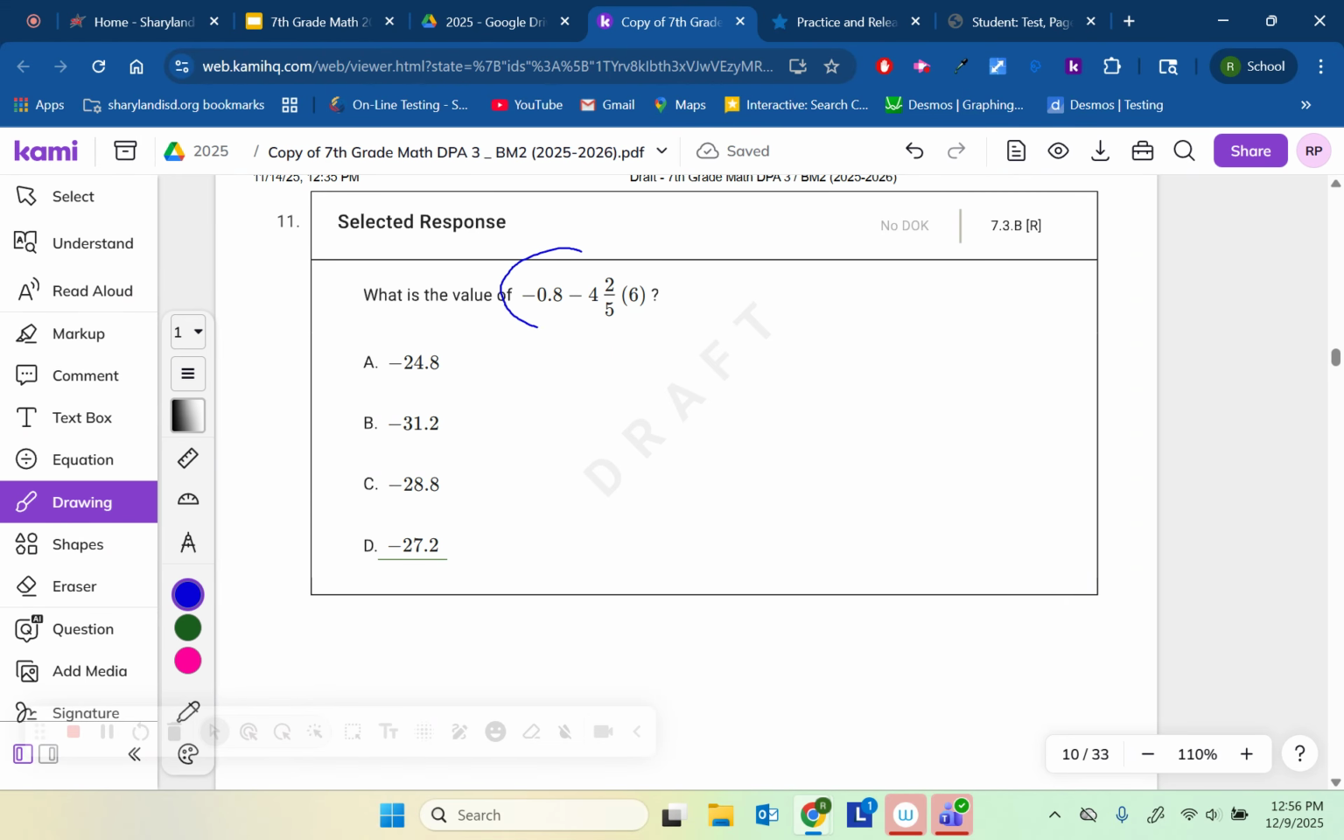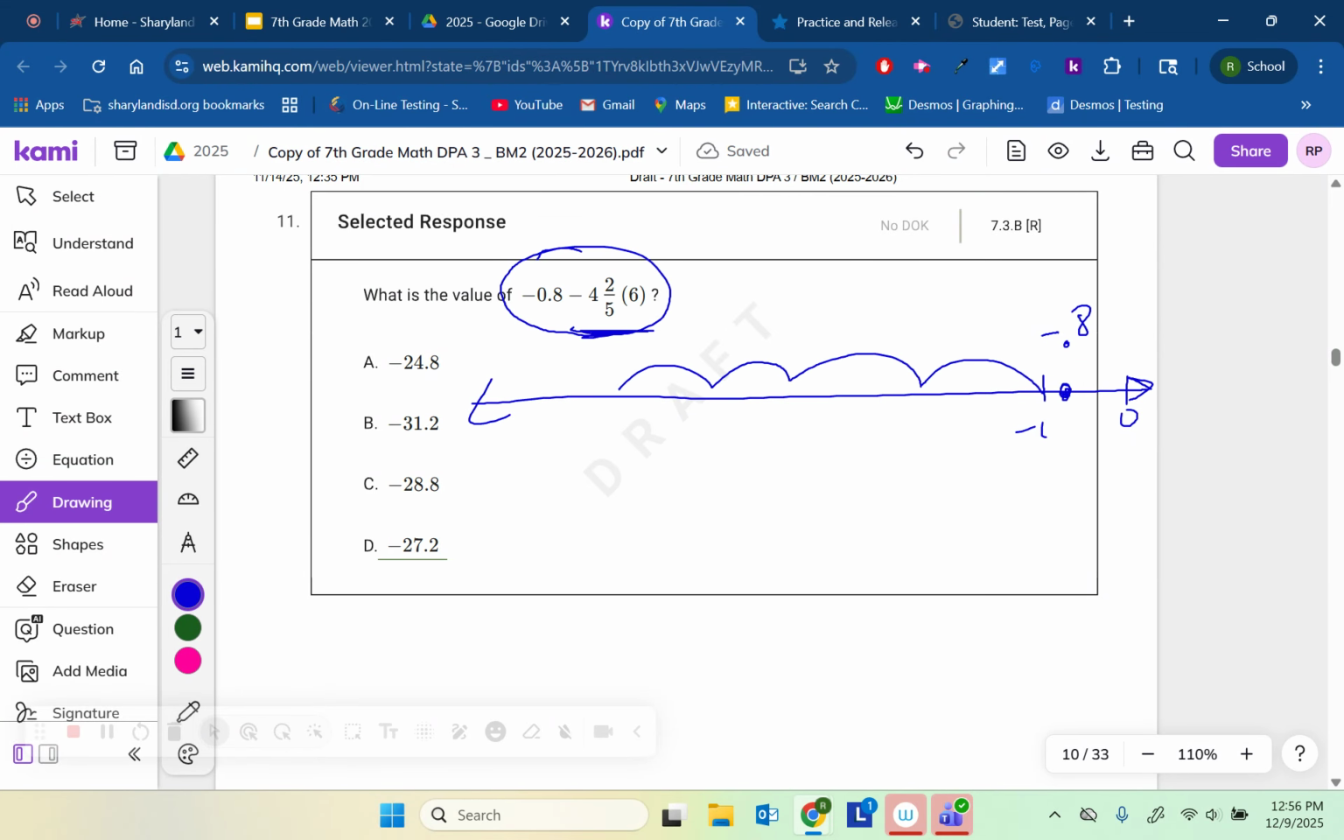What we got here is, if you can think of a number line, right? I am at negative 8/10, which is negative 1. Here's 0. I am about right here at negative 8/10, right? And I'm going to go back 4 2/5 6 times. So me going 1, 2, 3, 4, 5, 6, and every single jump is 4 2/5. So I'll end up somewhere over here in the negative 20, maybe 27 land, right around there.